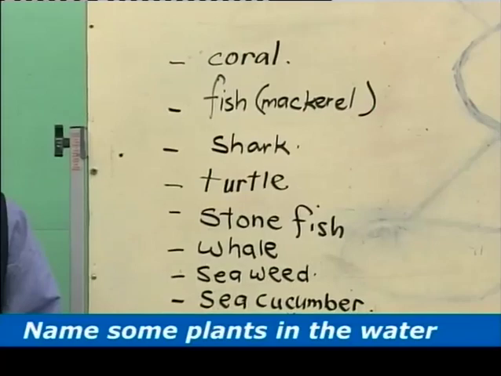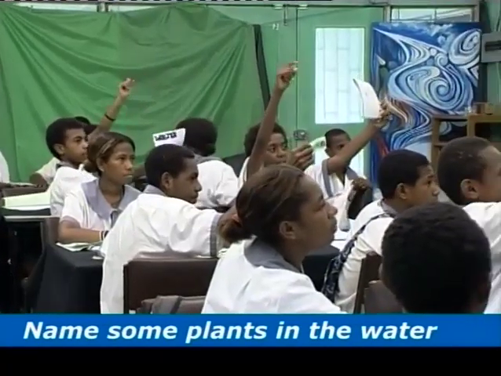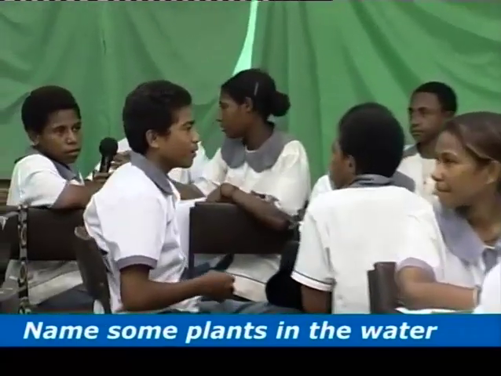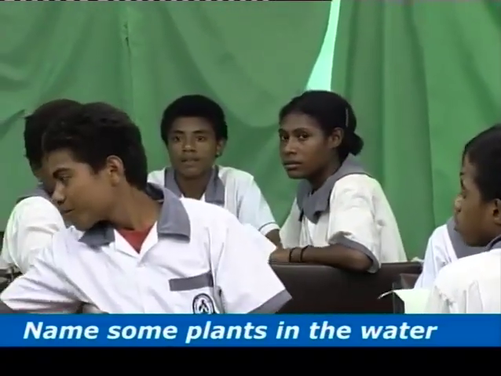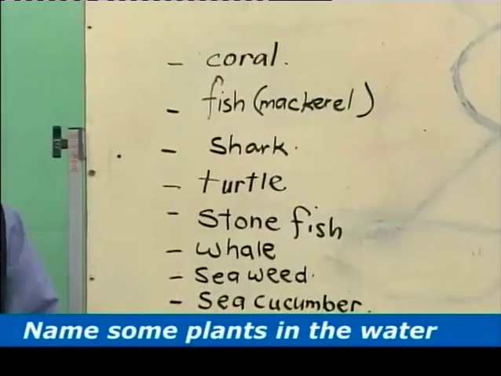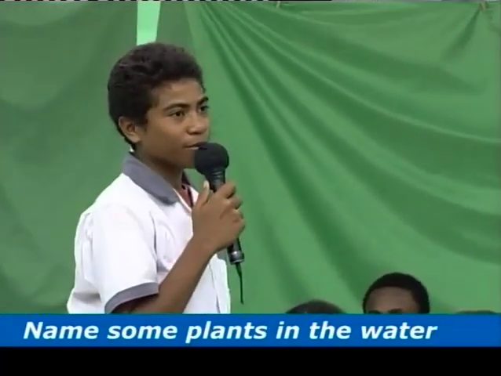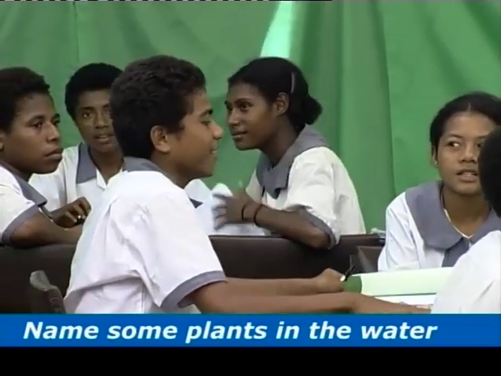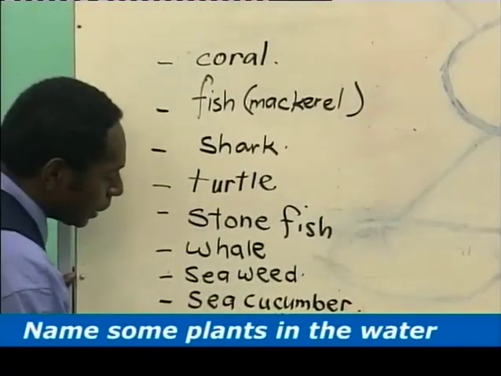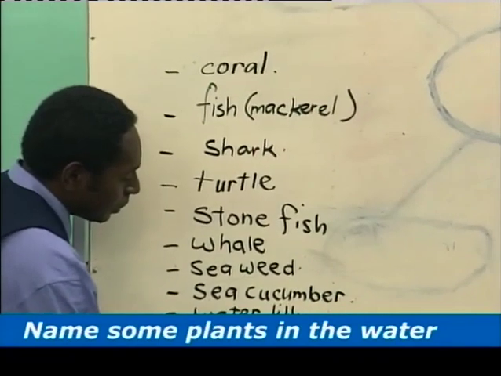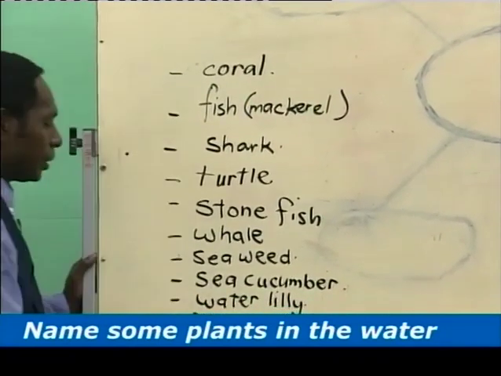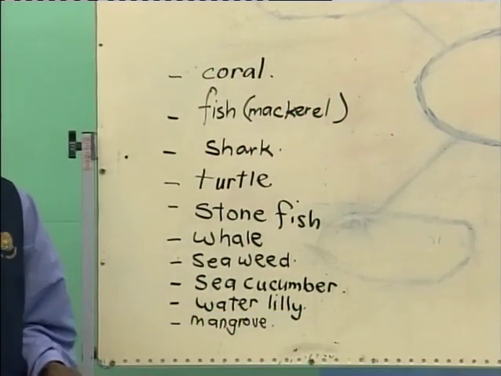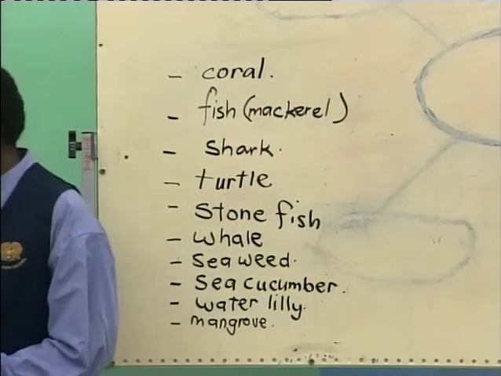And last one. Jubilee. Mangrove. Good. Mangrove is found at the side of the sea. Very good. We have all these animals here.